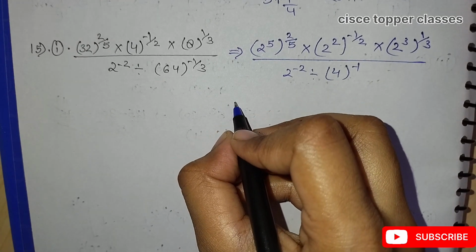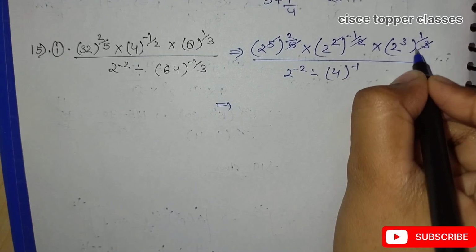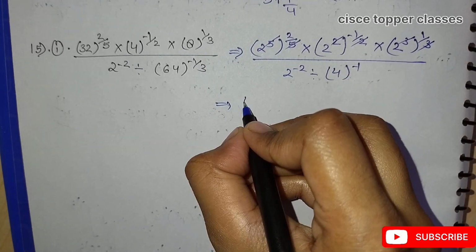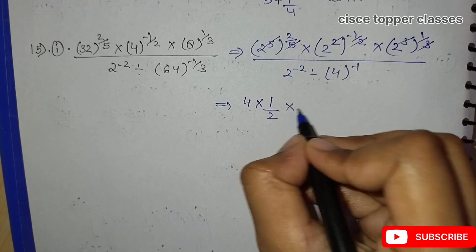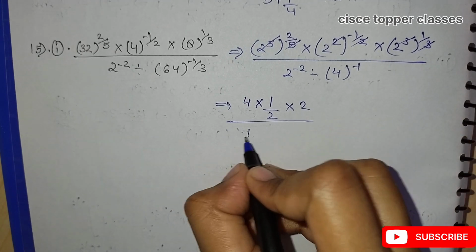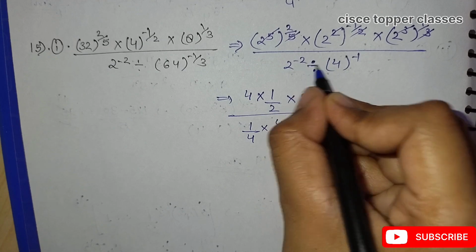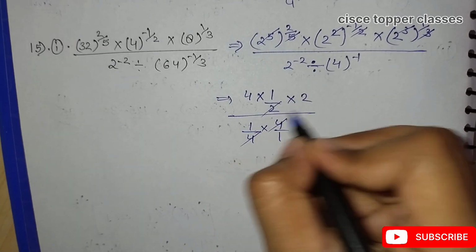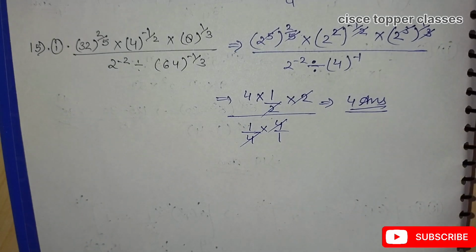On dividing this part we will get, this will be cancelled out, 2 will be cancelled out and 3 also will be cancelled out. So it will be 4 into 1 by 2 into 2 divided by 1 by 4 into 4 by 1, because this is divide in between them. So this will be cancelled out, this will be cancelled out and here we will get 4 as the final answer of the first part.